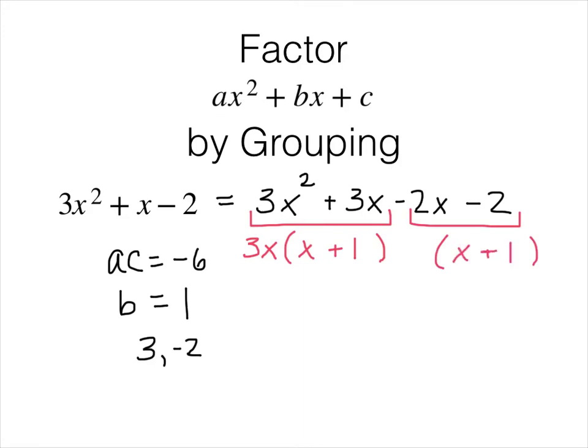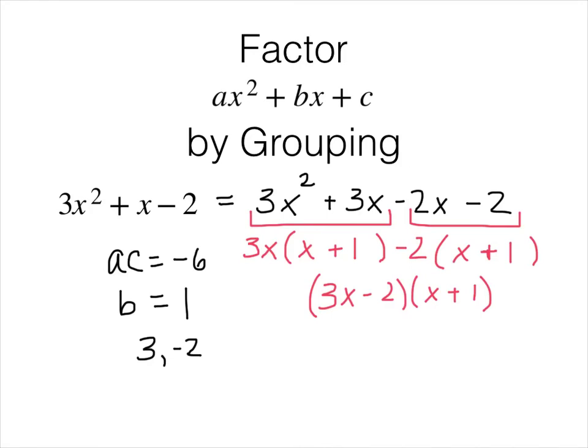Now, how can I take negative 2x, and what can I factor out of negative 2x to leave me a positive x? And it's the same number I can factor out of a negative 2 to leave me a positive 1. It's a minus 2. So again, 3x times x plus 1 minus 2 times x plus 1 is the same as 3x minus 2 times x plus 1. And again, FOIL it to check, but we are done with that problem.